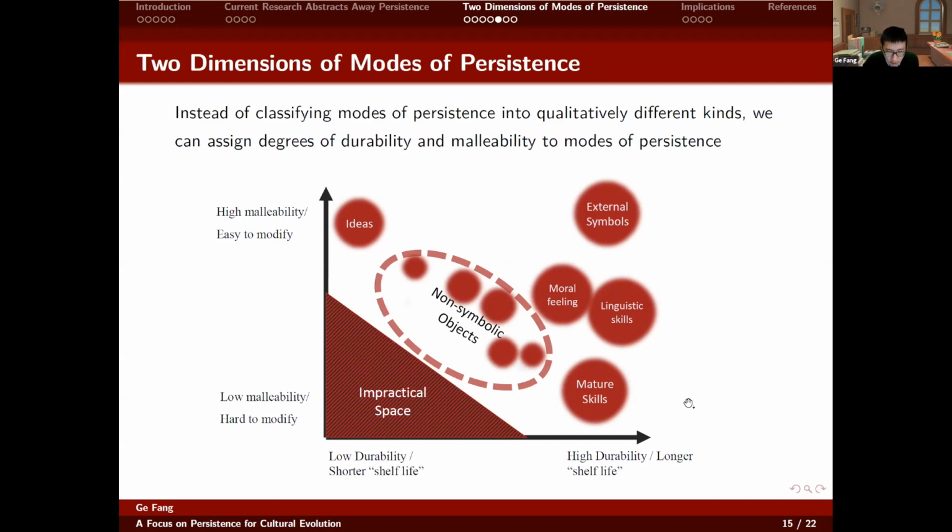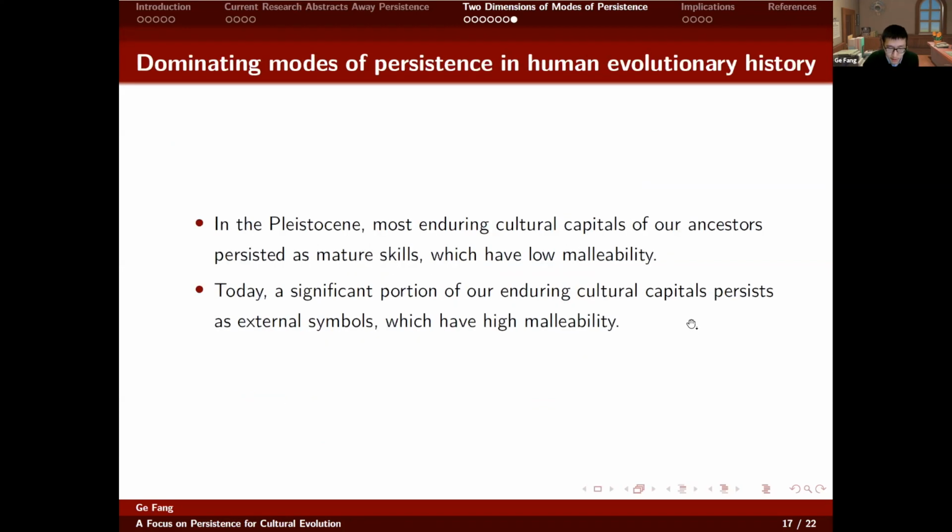Now, if we only look at the high durability modes, which are also the modes that are more likely to create an impact on our biological evolution, then in the Pleistocene, most enduring cultural capitals of our ancestors persisted as mature skills, which have low malleability. Today, a significant portion of our enduring cultural capitals persisted as external symbols, which have high malleability.